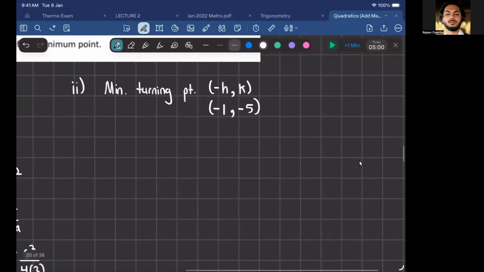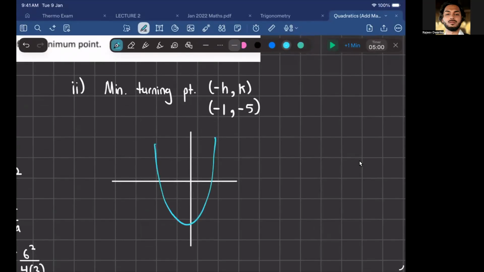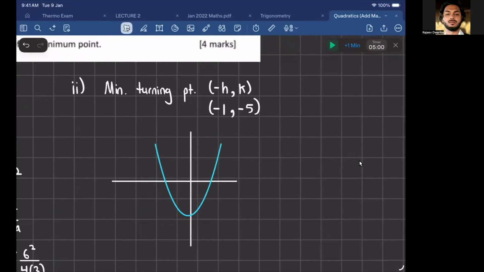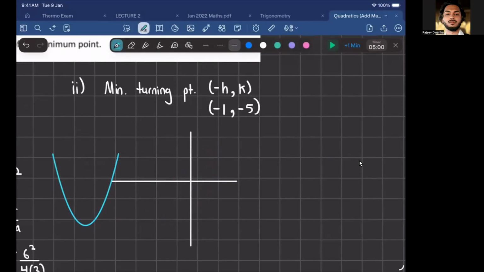So let me just do a sketch and show you what that would look like. So we're going to have a graph here. It's a really bad sketch, I'm just winging it here. So tell me, Caleb, if this is the minimum turning point, what will the x value for the minimum turning point be?